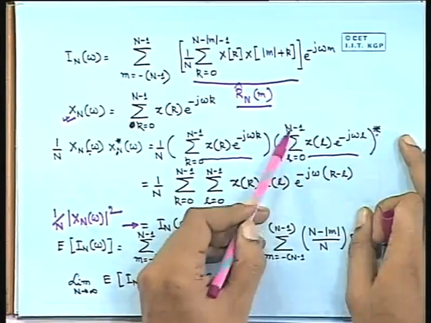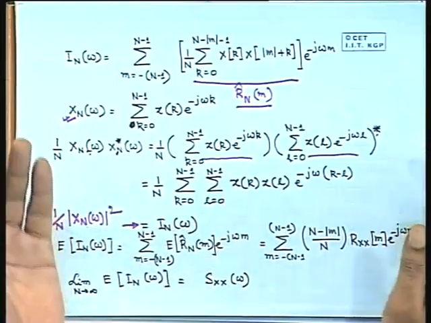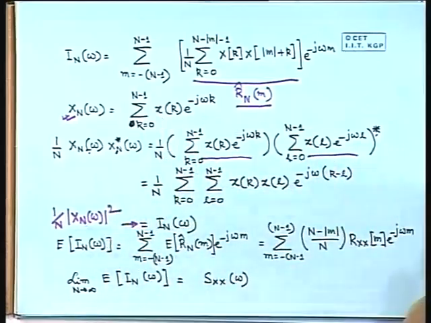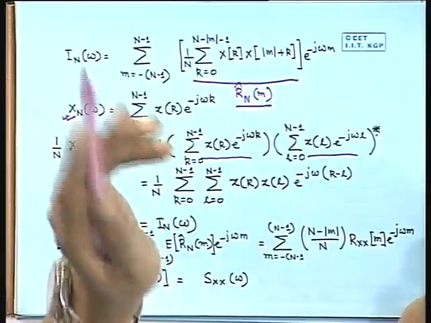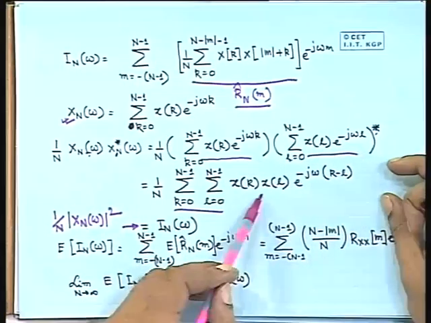Only I have written two different indices. Here I have used k, here I have used l. Now it is nothing but an (a + b + c)(x + y + z) type of thing. So you will get all ax, by, cz, ay, az kind of terms. So those terms I have now combined and put here.